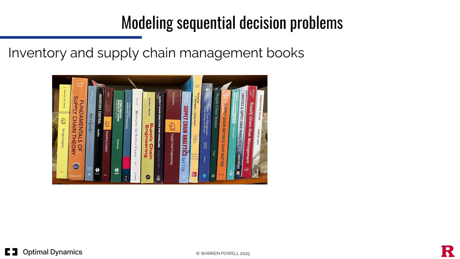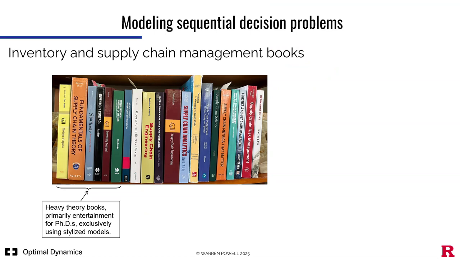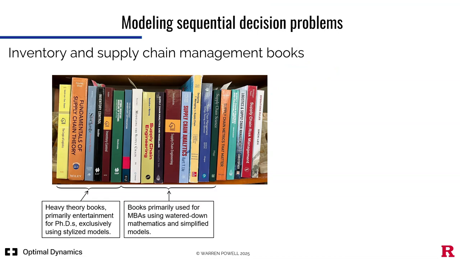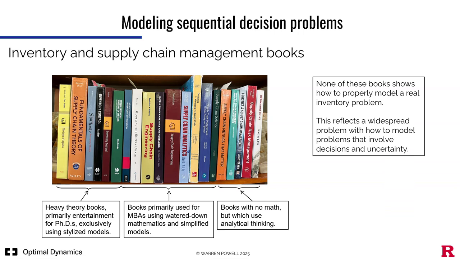Let's take a look at our inventory shelf. Now, the books on the left, these are the heavy theory books. This is basically playgrounds for PhD students who are looking for some math applications. In the middle, these are books primarily used for MBAs using what I call watered-down mathematics and simplified models. Now, the books on the right, these books have no math, but they use analytical thinking. Now, none of these books shows how to properly model a real inventory problem, not one. So it's amazing that all of the books used to teach MBAs and industrial engineers, nobody is actually learning how to model a real-world inventory problem.